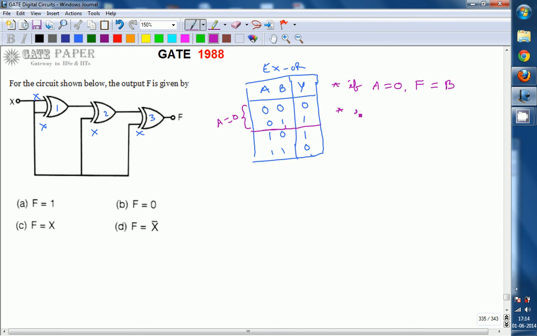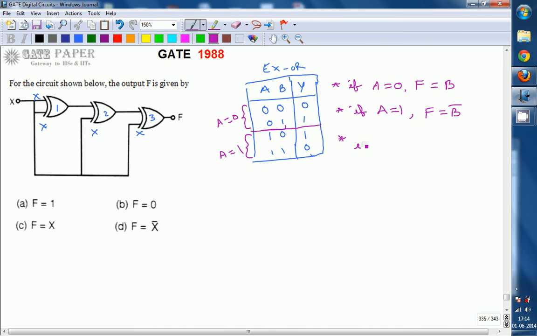Otherwise, if A is equal to 1, that is one of the inputs is constant, and the output depends on the other input, which is B. Now compare Y and B. If B is equal to 0, output is 1. If B is equal to 1, output is 0, from the last two rows. So that implies f is the complement of B, so f is equal to B bar.